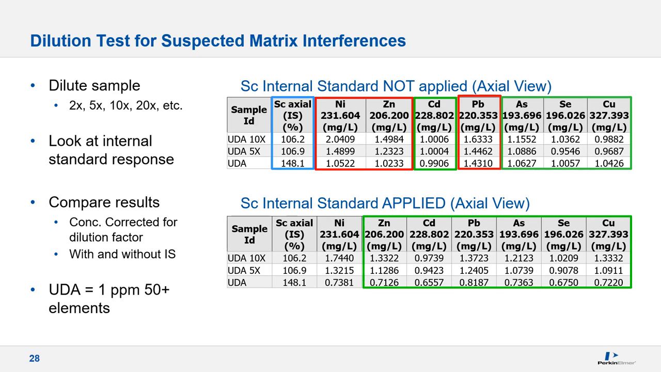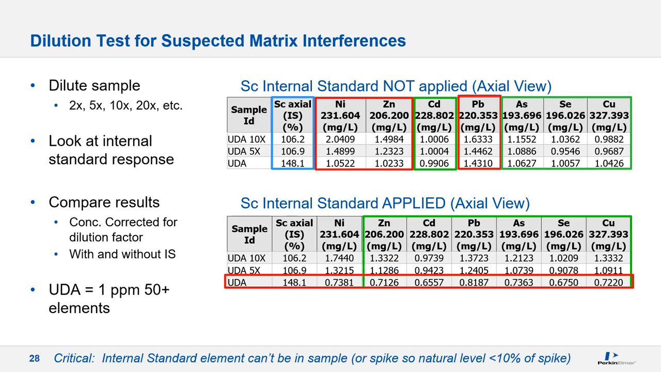In the undiluted sample, we see 150% recovery for the scandium internal standard element. When reviewing the stocks used to make this standard, I discovered that one of the stocks actually had scandium in it. So in the undiluted sample, the scandium level was high enough to skew my internal standard recoveries.